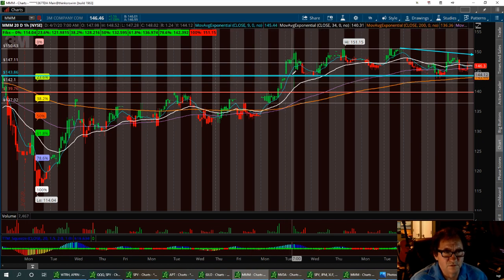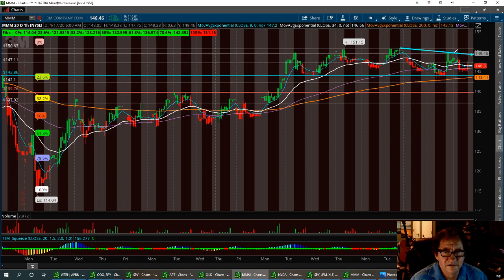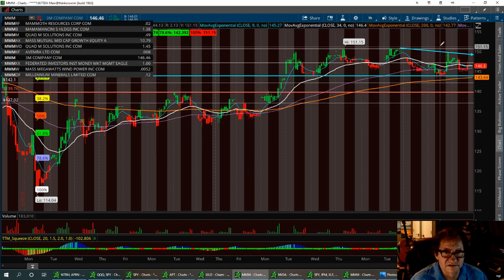142.10 to 143.86. Now I do believe it can pull back and consolidate here at that 143.86. If it does, it'll go back up to this pivot point in the channel of 147.11 to a triple top, and I can't see it breaking 150. I just can't see that happening. But I can see it pulling back to these other channels, and once it does that, these will become resistance levels. And that's MMM.